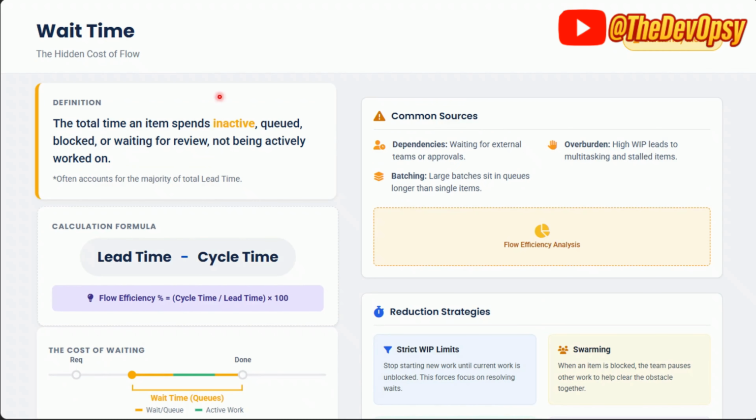Wait time, the hidden cost of the flow, or I should also say the hidden enemy. Now here's a shocker. Most of your lead time is actually waiting for reviews, waiting for approvals, and waiting for dependencies. Kanban exposes these waiting times so that the team can attack it. They can understand where the blocker was, why there was a wait time, which process is taking more time. Okay, all these things are very, very important. Swarming, strict work in progress, and clear ownership reduce the wait time drastically. So here is the formula of it. All these things can help to improve the efficiency of our process.